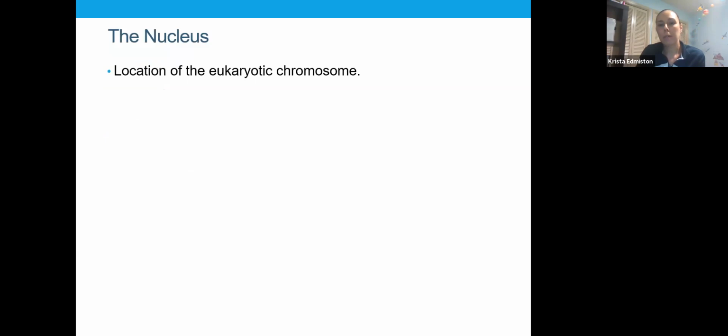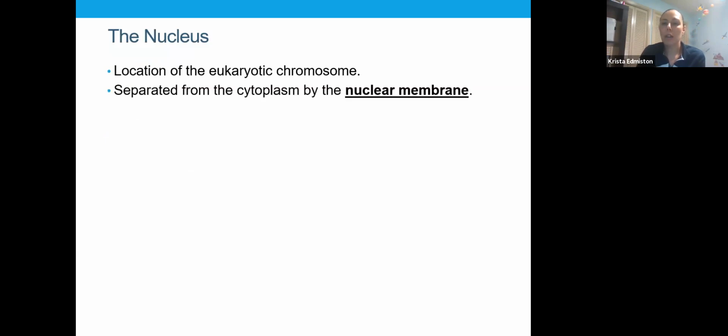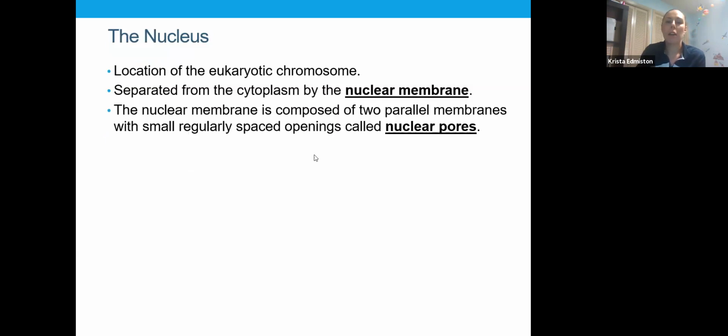The nucleus, this is where our chromosomes are located. So in the eukaryotes, we have a membrane-bound nucleus. The membrane of the nucleus is called the nuclear membrane. It's composed of phospholipid bilayer, and it has little holes in it we call nuclear pores.